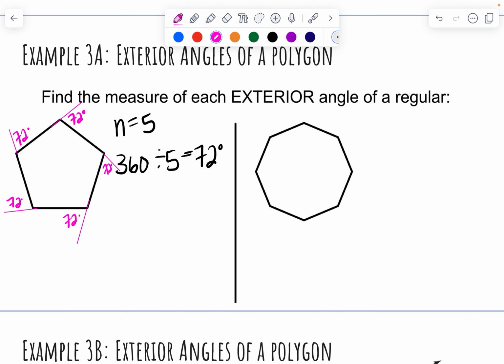All right, let's look at our next one here. Looks like this has 8 sides. So 360 divided by 8 is 45 degrees. So again, I'm not going to do it for all of them, but each of these, if I created exterior angles, would be 45 degrees.